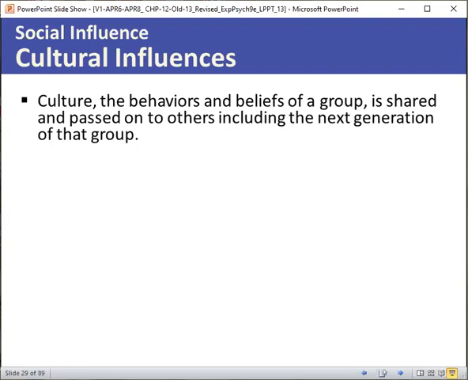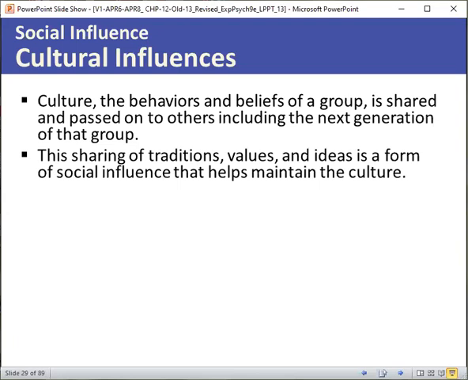So you guys out there listening to me now, you are part of a culture, a larger culture of the United States, a smaller culture of whatever state you're from, whatever neighborhood, other characteristics. But the culture is passed down from your parents, and they got it from their parents, and so on and so forth, all the way back generations and generations ago. These are the beliefs and behaviors that a group shares, all right? This sharing of traditions, values, and ideas forms a social influence that helps to maintain that culture.